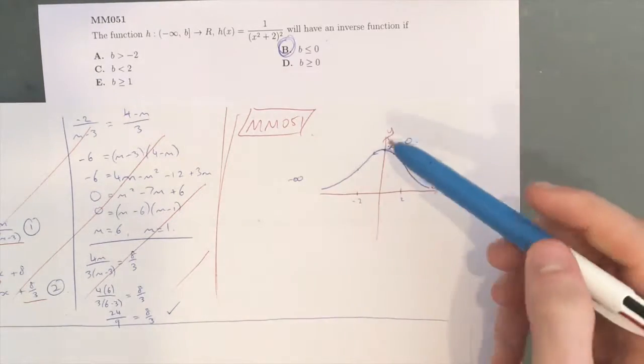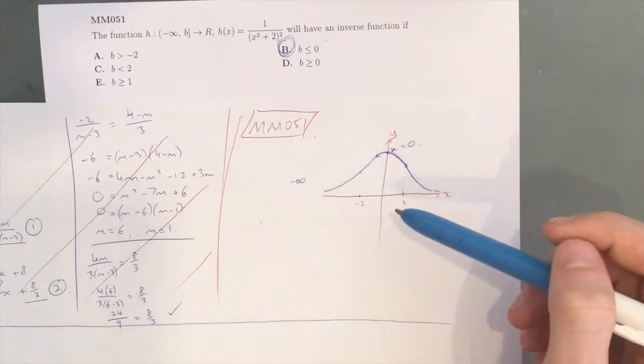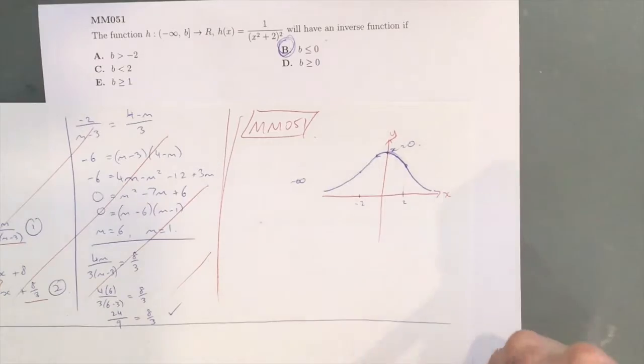So our answer is B. b is less than or equal to 0, because this section here would create a one-to-one function, allowing this function to have an inverse.